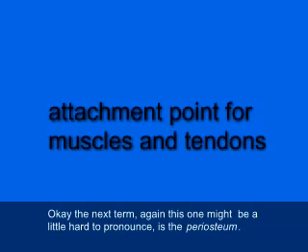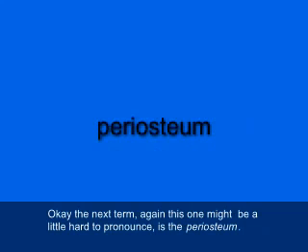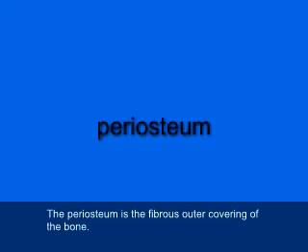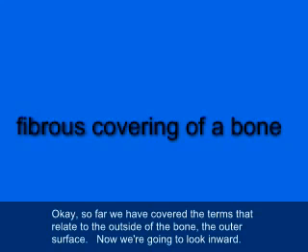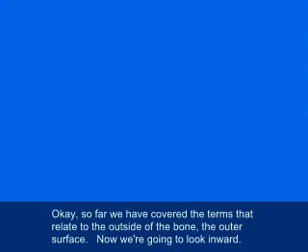Okay, the next term, and again this one might be a little hard to pronounce, is the periosteum. P-E-R-I-O-S-T-E-U-M. The periosteum is the fibrous outer covering of a bone. So far we've covered the terms that relate to the outside of the bone, the outer surface. Now we're going to look inward.